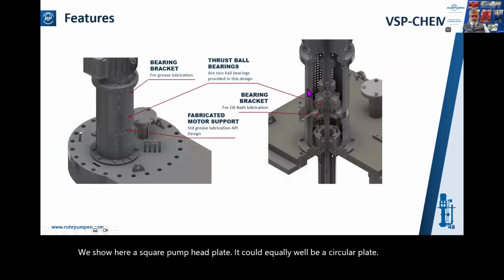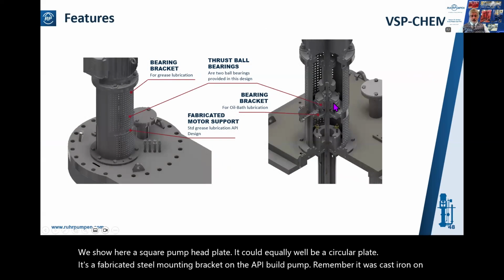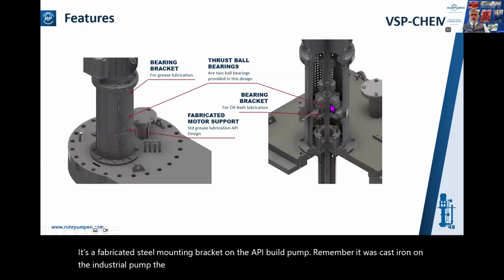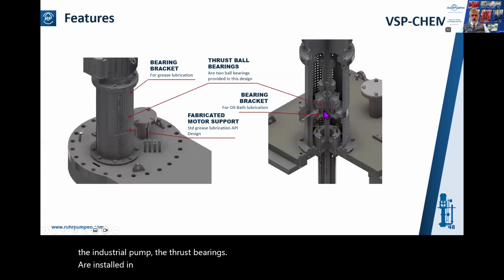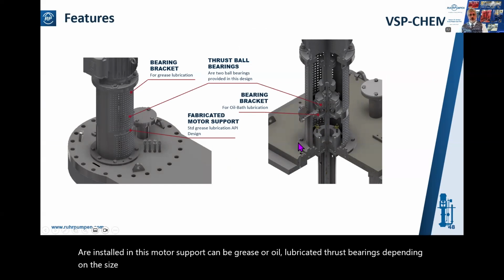It's a fabricated steel mounting bracket on the API build pump. Remember, it was cast iron on the industrial pump. The thrust bearings are installed in this motor support. Can be grease or oil lubricated thrust bearings depending on the size and the specification.